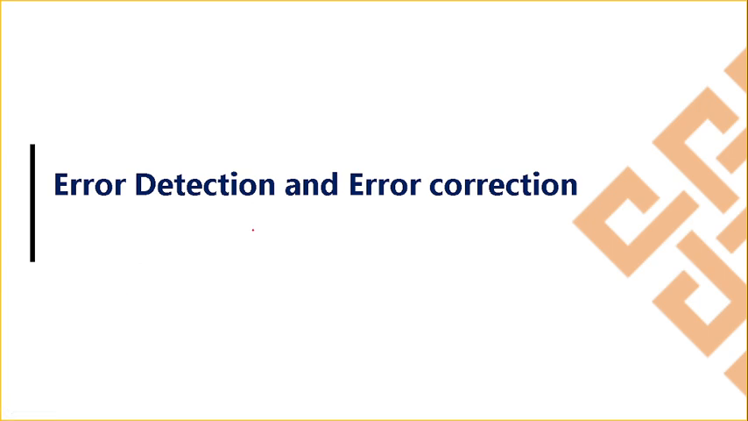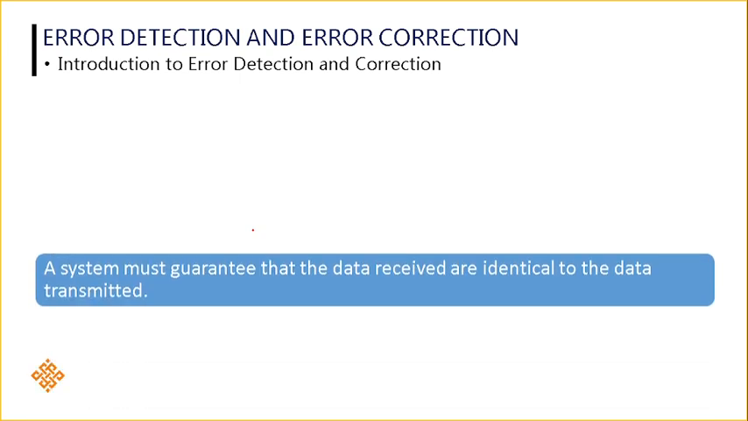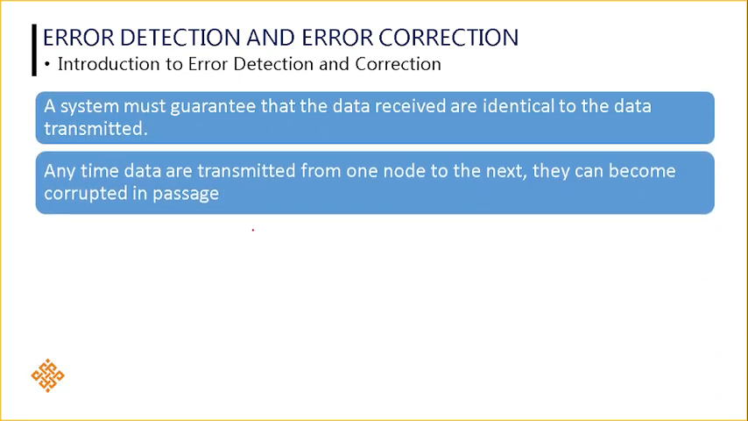So coming to the definition, what is error detection and error correction? Whenever a system is transmitting data to another system, during transmission there may be chances of corrupting the data. So there should be some technique to identify which bits get corrupted and how to recover them. Any time data are transmitted from one node to the next, they can become corrupted in transit.